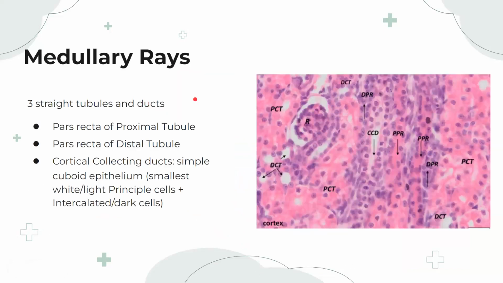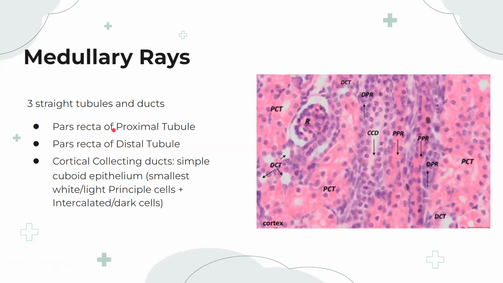Okay, next we move on. So we're done with the cortical labyrinth portion, which was the glomeruli and the convoluted tubules. Now we move on to the medullary rays, which is pretty much the rest of the nephron. These are made up of the three straight tubules and ducts. So there's the pars recta of the proximal tubule, which I talked to you about earlier. That's the straight portion of the proximal tubule.